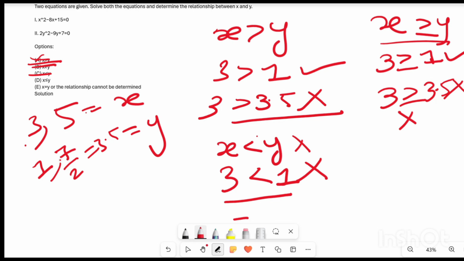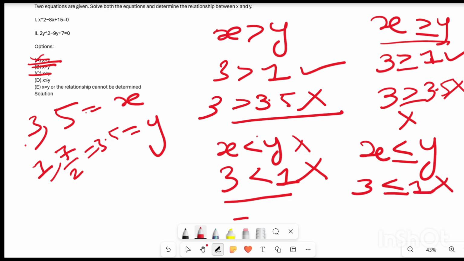And if you have the fourth option, x is less than or equals to y, and 3 is not less than or equals to 1. So the fourth option is also wrong. So we have to choose the remaining E option. That means relationship can't be determined. So the option E is correct.